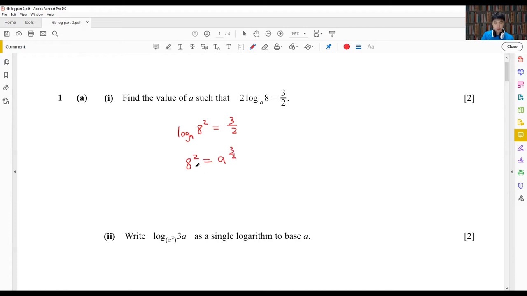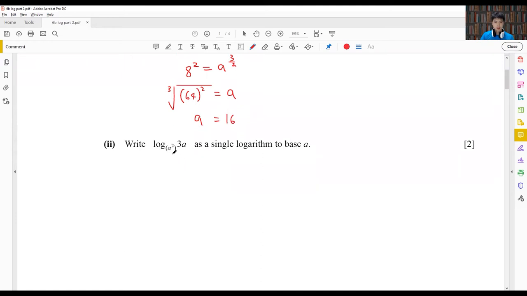Okay, from here, 8 squared is 64. Bringing 3 over 2 over, it's going to be 64 to the power of 2 over 3, so square and then cube root this value here. So for your answer for a, type it into the calculator. You are supposed to get 16. Okay.